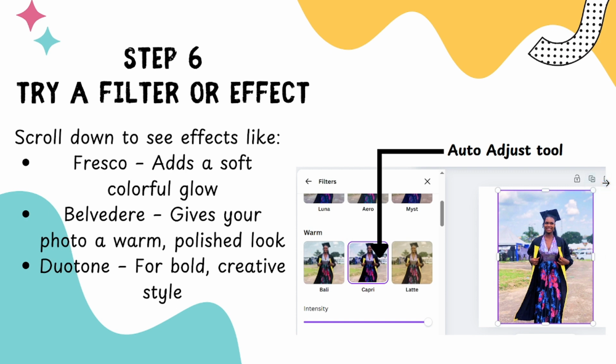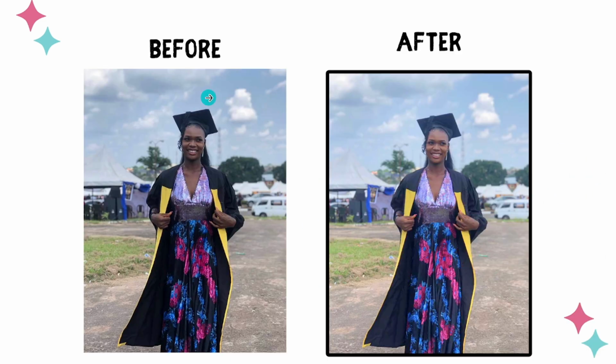Okay, so the next one is that we're going to try a filter or effect. We'll try putting filters and effects. Once we are done, you see the before here and you see the after right here. You see this is looking cooler. So now let's open our Canva to edit the photos.